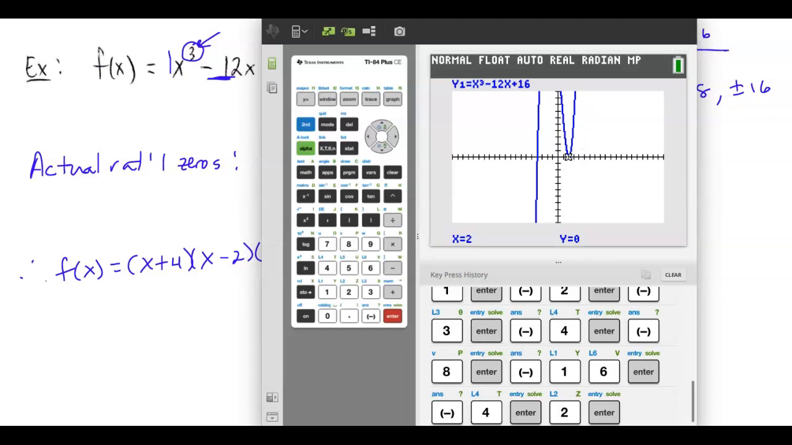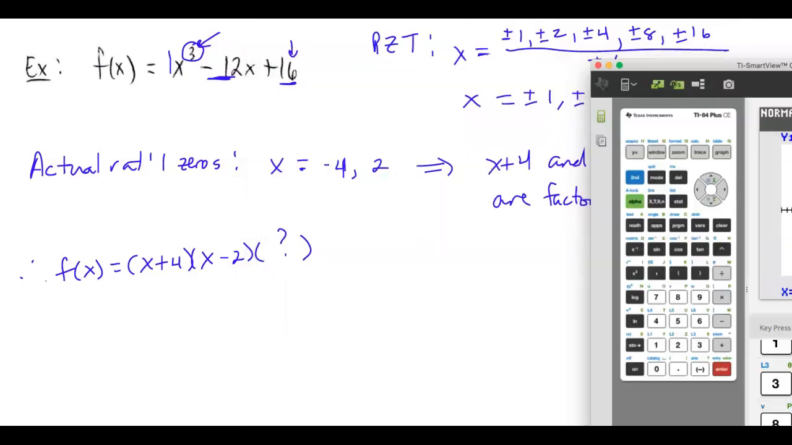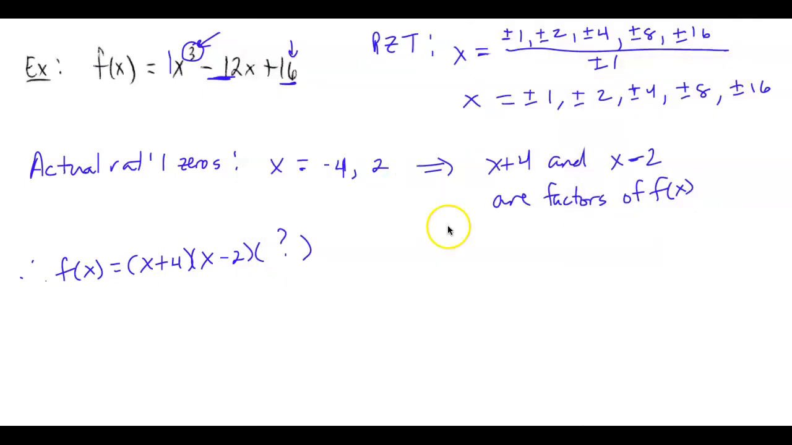I'm going to show you how we can actually see that through using synthetic division. Because again, the way that I'm doing this, we're acting as if we don't know what the graph looks like, okay? So for synthetic division, we'll start off when x is equal to negative 4.